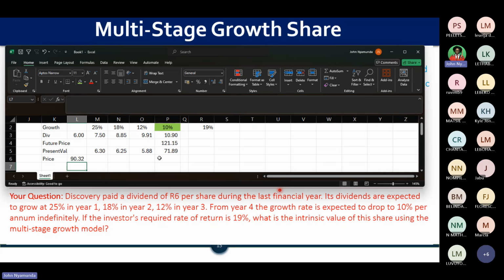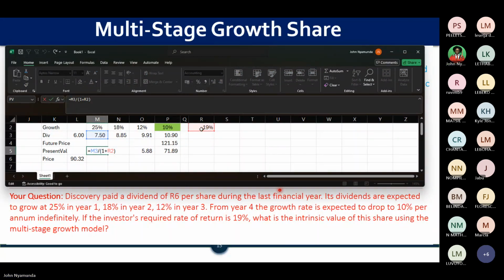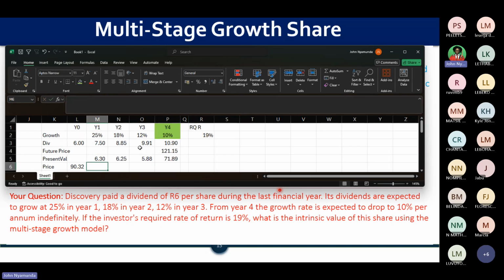Abby, very close. Very close. Anything which is unclear, ladies and gentlemen? Can we have a look at the formula for year 1 present value? This one. M3, if you double click it, it tells us it's M3 divided by 1 plus the required rate of return. Fantastic, thanks. Any questions, ladies and gentlemen? Nothing.